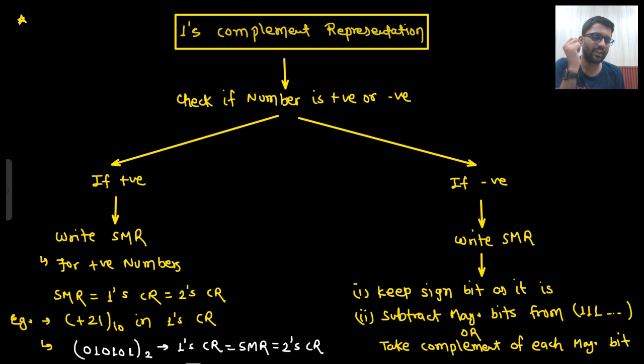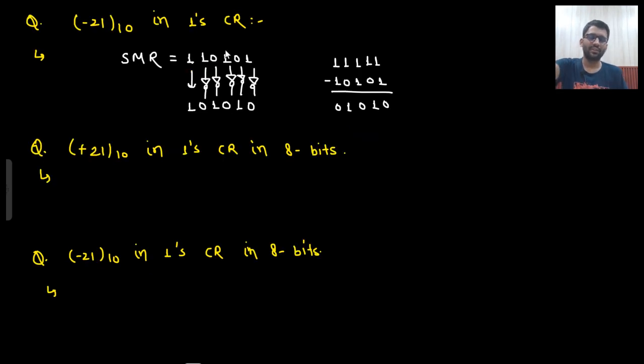So here the second point, what did I write? Keep the sign bit as it is, but take the complement of each magnitude bit. Or you can simply take the complement of each magnitude bit.